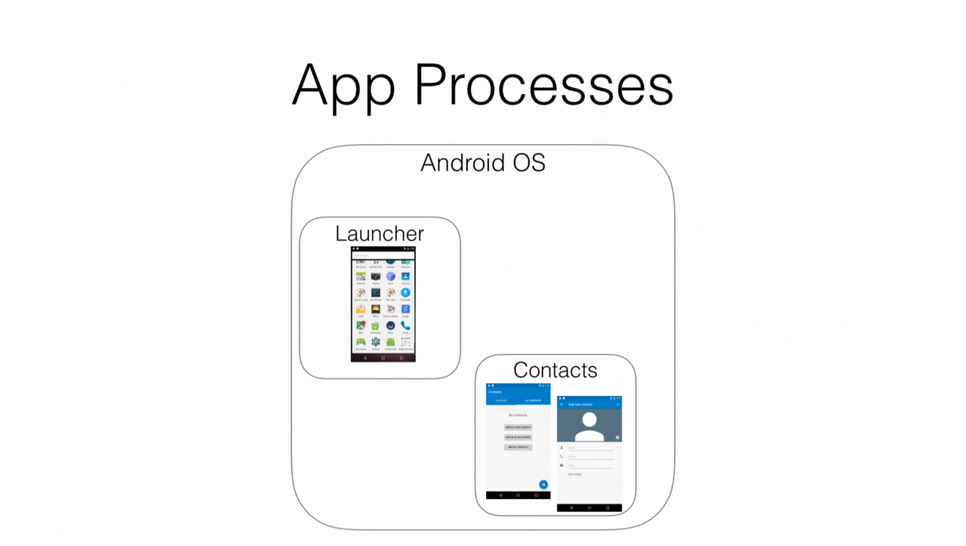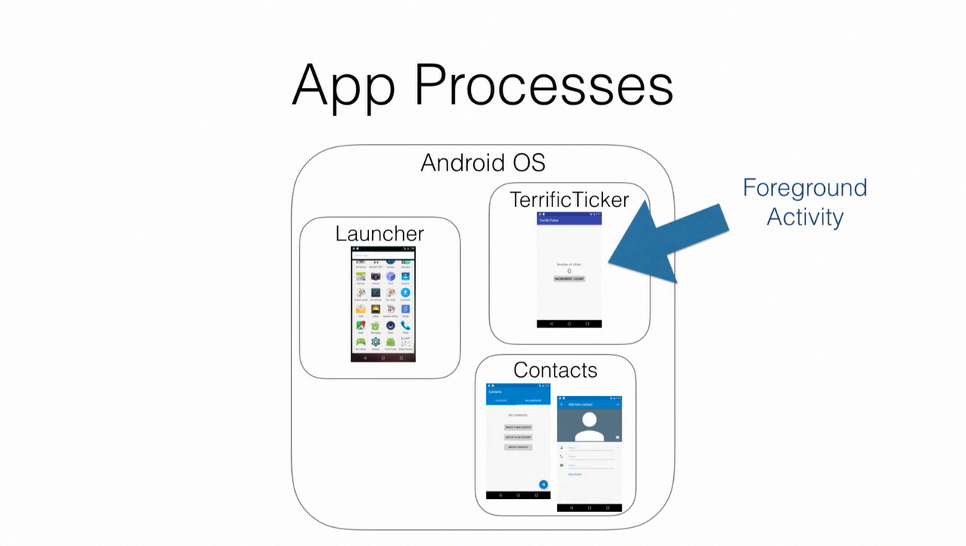So here's a view of our Android operating system. And it's really just meant to show, at any given time, there's a whole bunch of different app processes running on your device. And so when the intent was issued to launch ticker activity, the operating system created a process for my terrific ticker app. It created an instance of my ticker activity and put it in that process, and it moved it into the foreground.